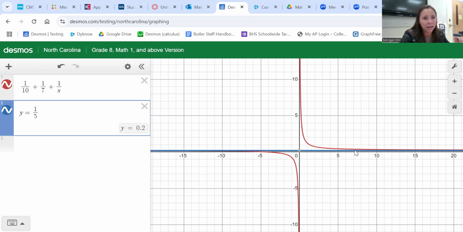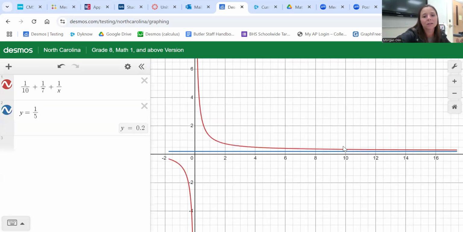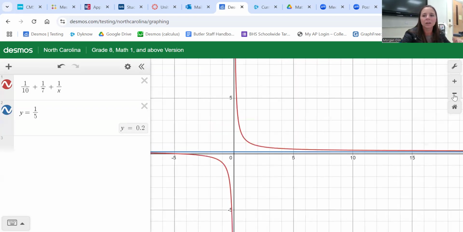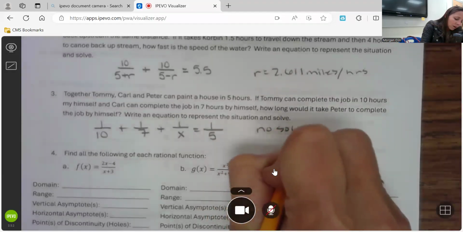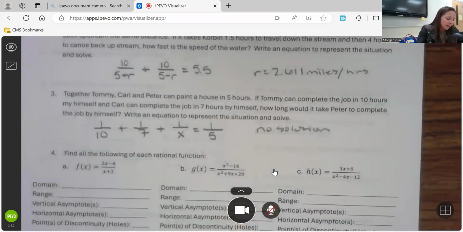All right, and it must not be possible. Sometimes if they never cross, there's no solution. So for Peter individually, because these never cross, and I can zoom in and see they never cross, I made up a bad problem, but it's a good point to make. If they never cross, then there's no solution. So there is no time that Peter can complete the job by himself for them to do it in 5 hours.